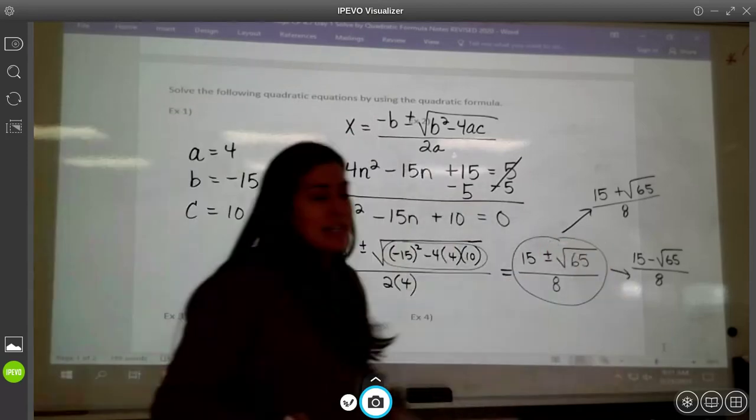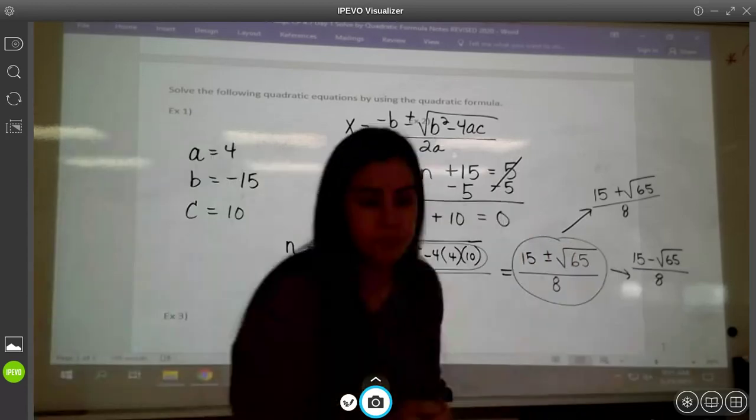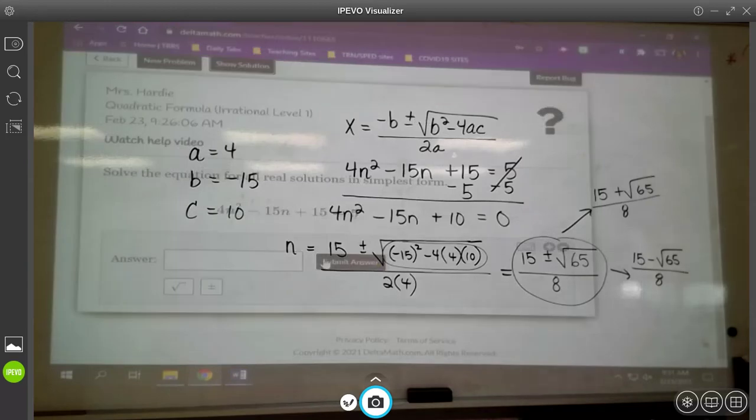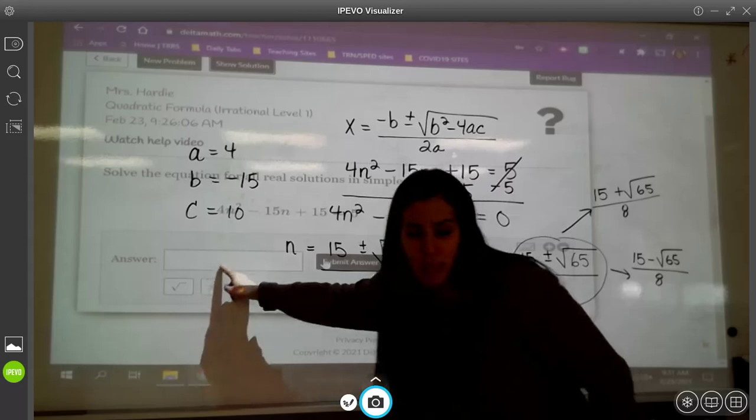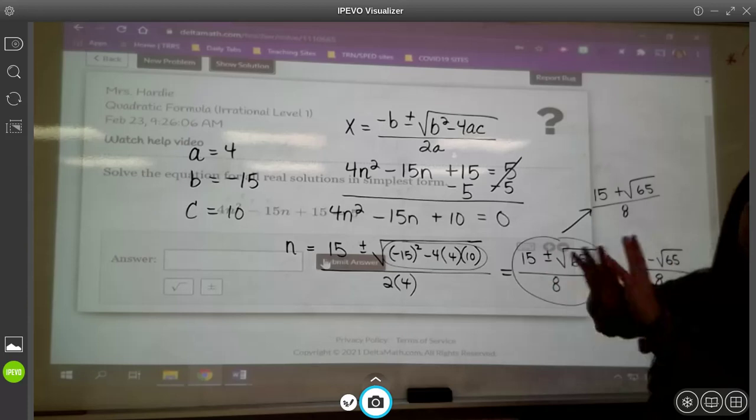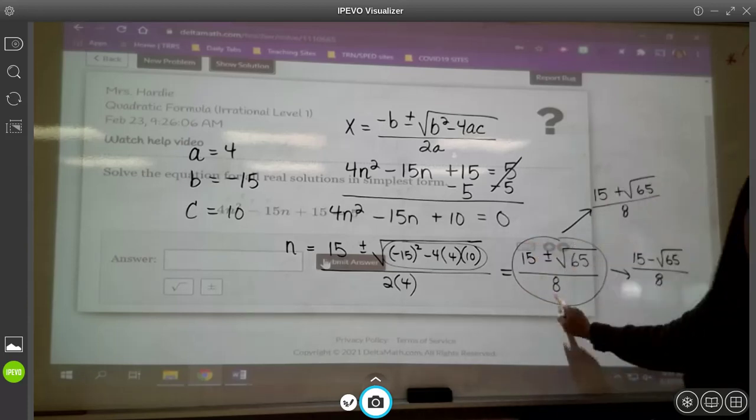Type that into Delta Math. And again, that's just a really ugly decimal too. Let me type it in so you guys can see what I want you to do. So guys, I don't want anybody getting this wrong on their homework. Keep an eye on this answer box as I'm typing. If I want to type this in, I'm afraid you guys are going to get the fraction part wrong. You want to make sure all of this is divided by 8.